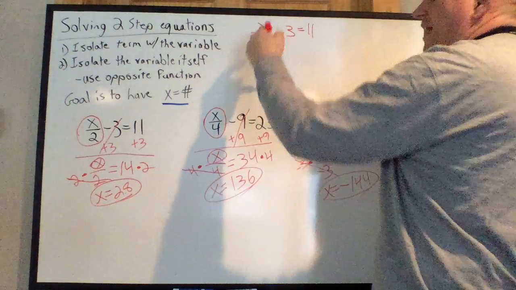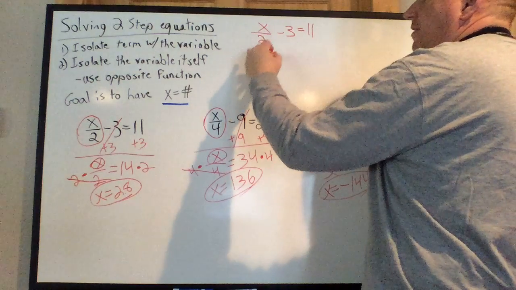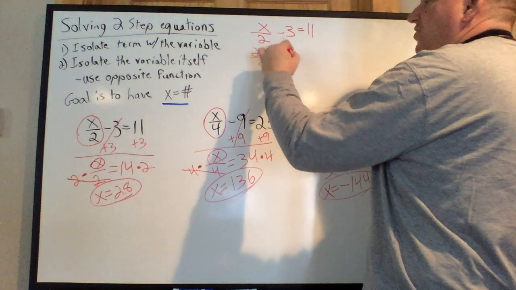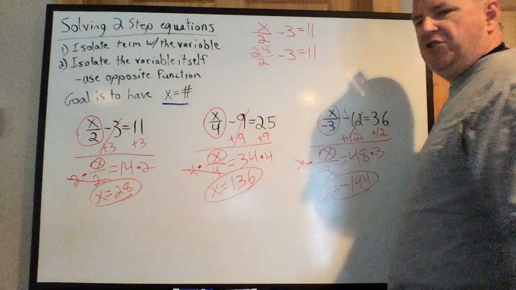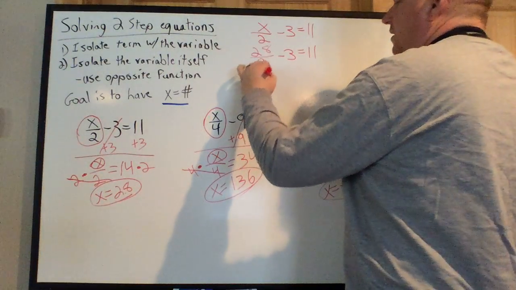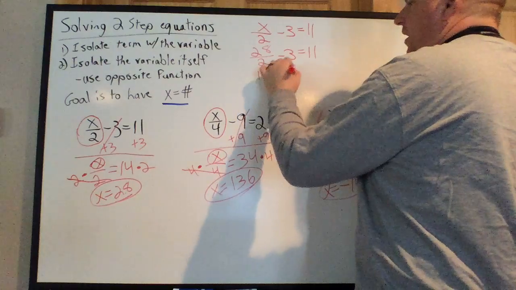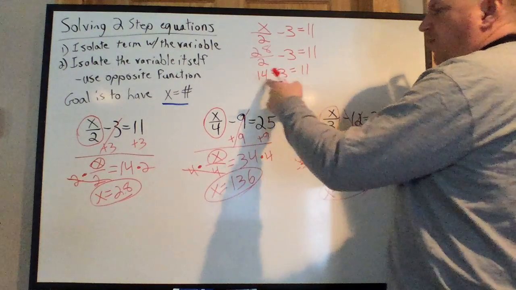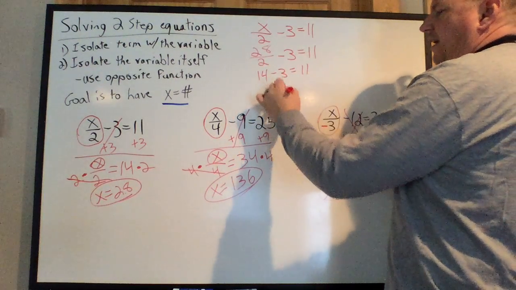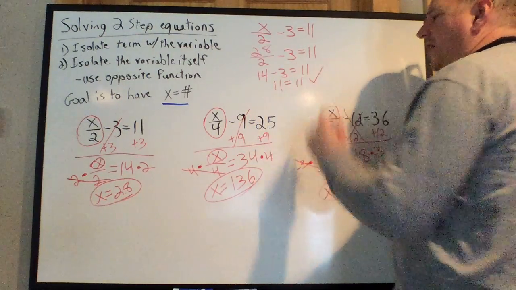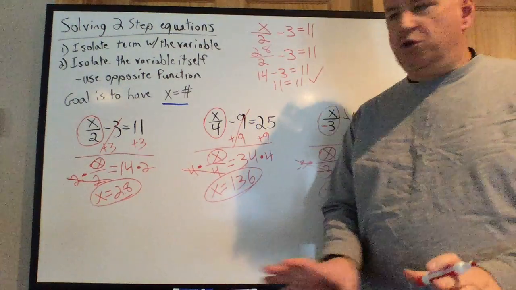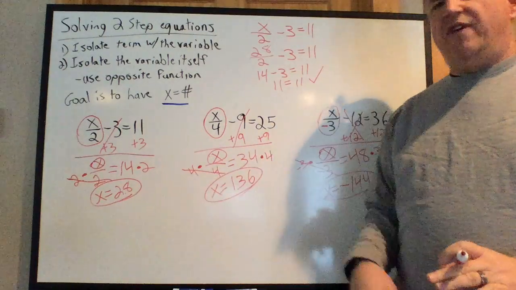So I've got 28 divided by 2 minus 3 equals 11. So 28 divided by 2 gives me 14. Minus 3 equals 11. And 14 minus 3 gives me 11 equals 11. Since I have the same thing on both sides of the equation, that tells me that my solution of 28 for that value of x in that equation is correct.